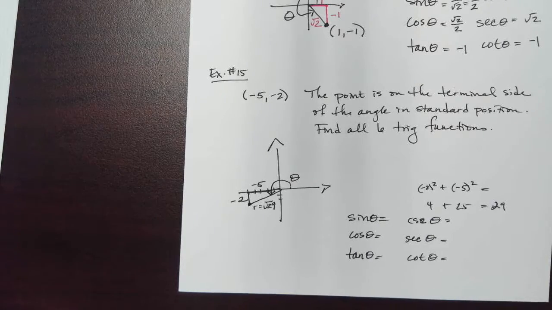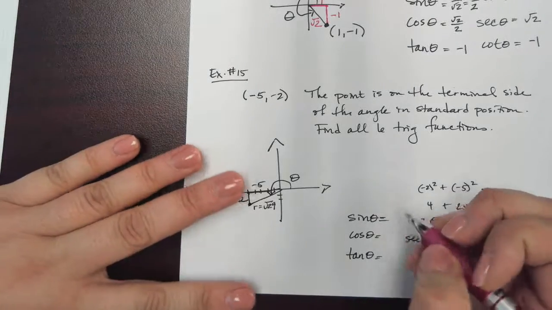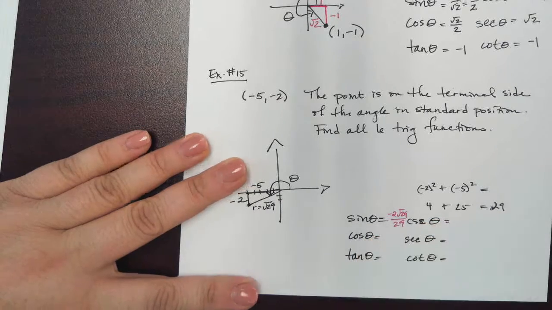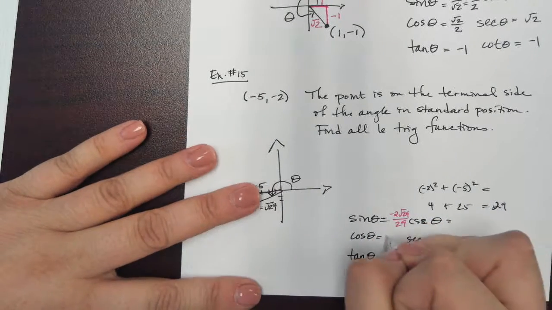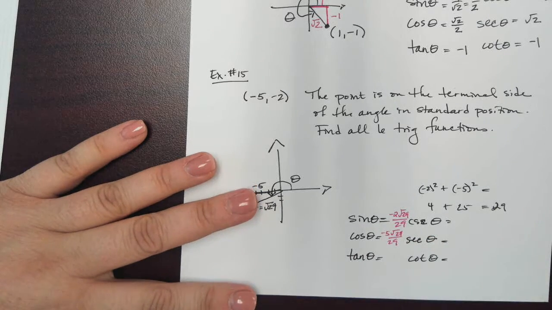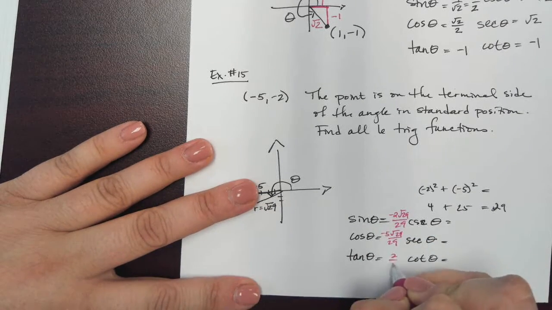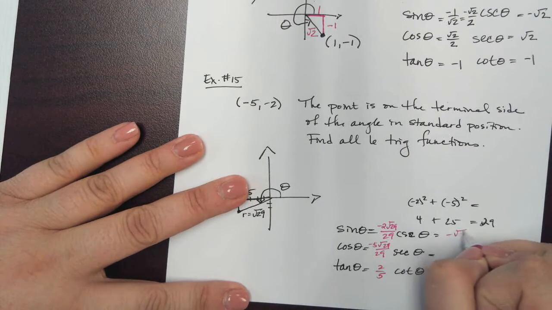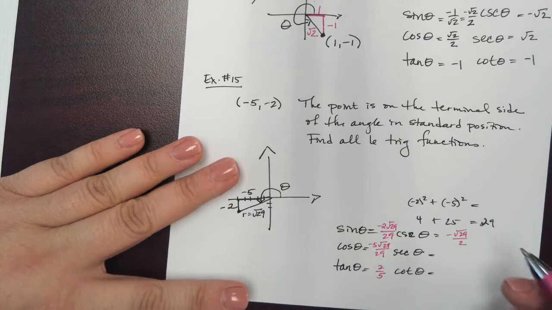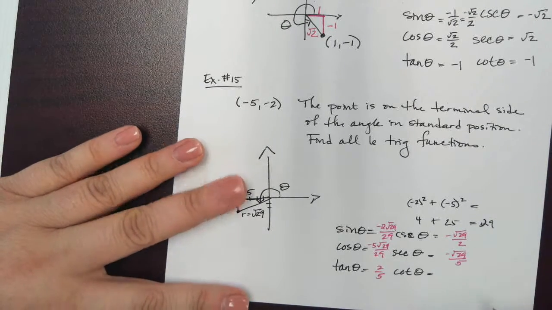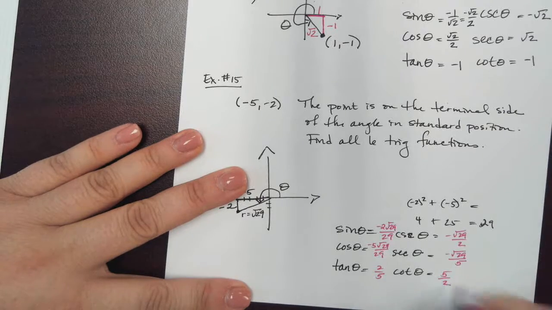Okay, have we gotten answers? So we should have, for sine, -2 square root 29 over 29. Cosine theta is -5 square root 29 over 29. Tangent theta is 2 over 5. Cosecant theta, negative square root 29 over 2. Secant, negative square root 29 over 5. And cotangent is 5 over 2.